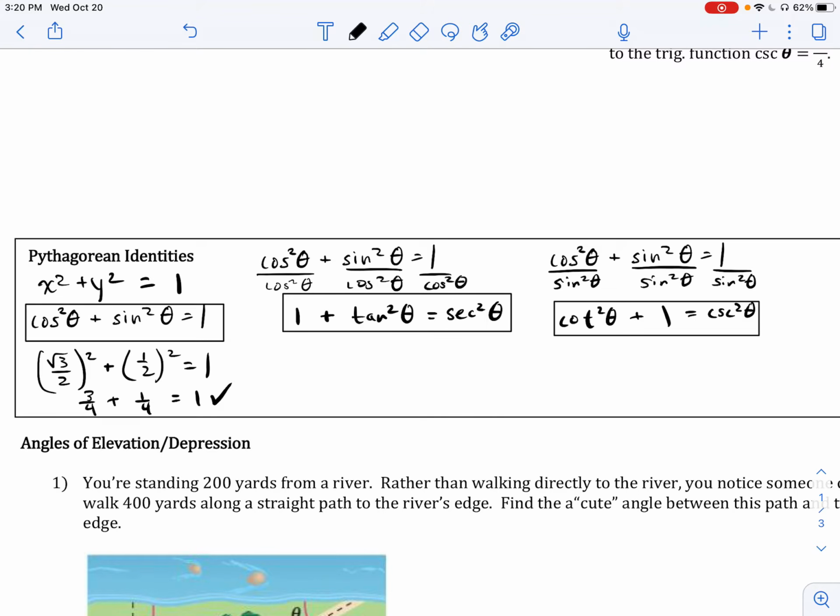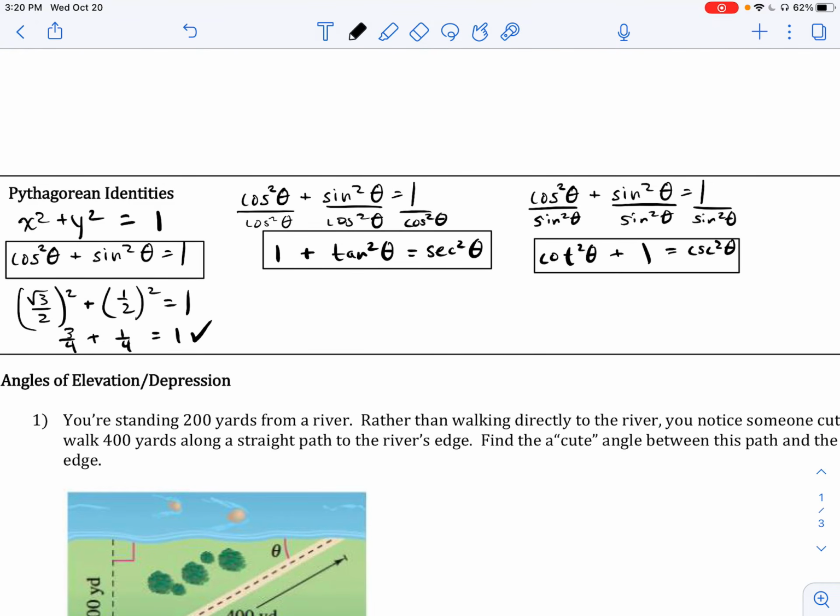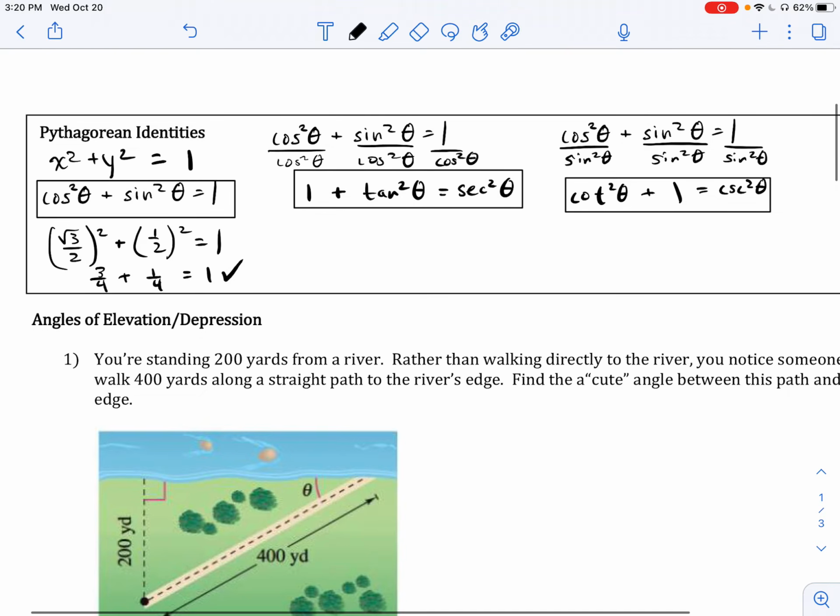We're not going to do too much with this in this chapter, but it's a good idea to be aware of them as we go forward and start talking more and more about different trigonometric identities. Okay, all right. So before we dive into some of the word problems, let me break down the idea of an angle of elevation and the angle of depression.